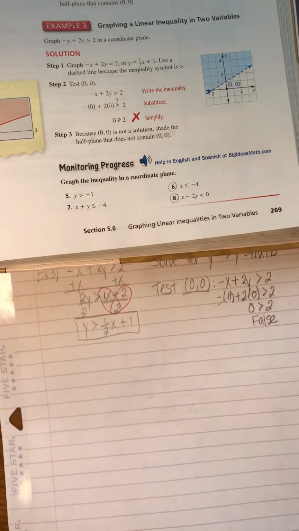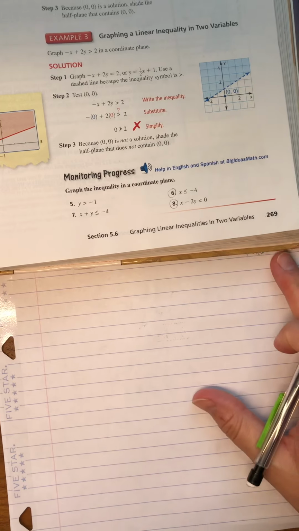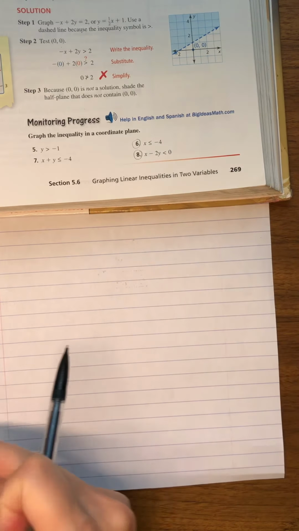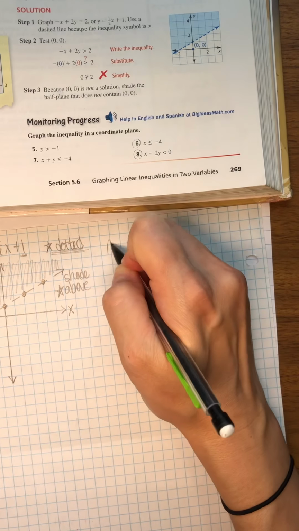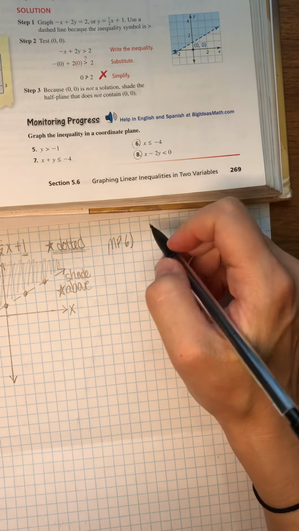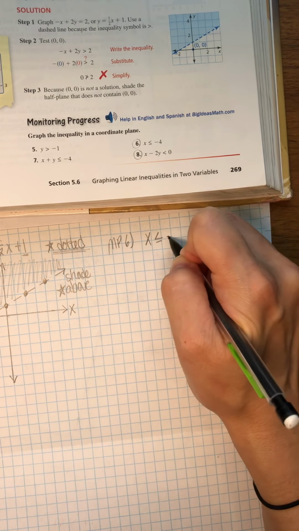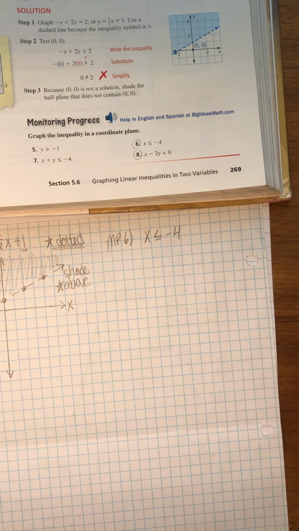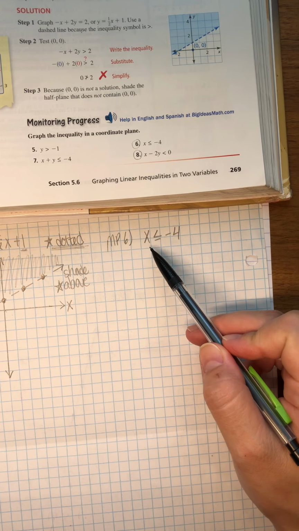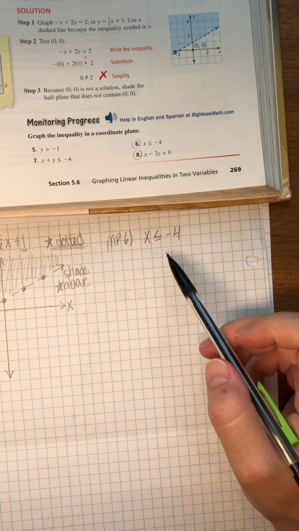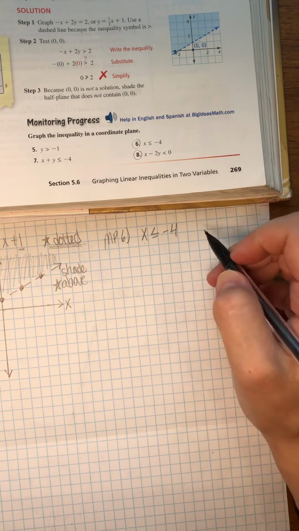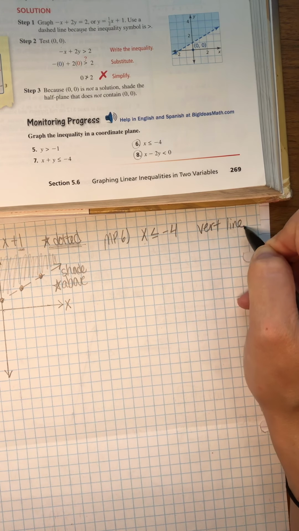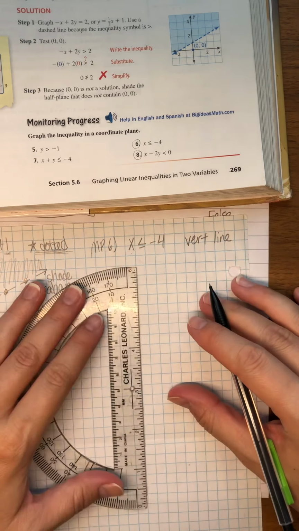So I'm going to go down here to monitoring progress. And we're going to take a look at monitoring progress number 6. We have x is less than or equal to negative 4. Now remember what we said, if it's only in one variable, it's going to be either vertical or horizontal. Because this is only an x, this is going to be a vertical line. Okay, so let me draw my coordinate plane here.